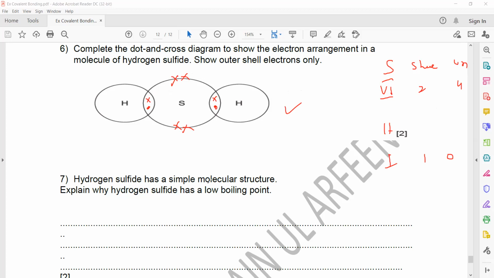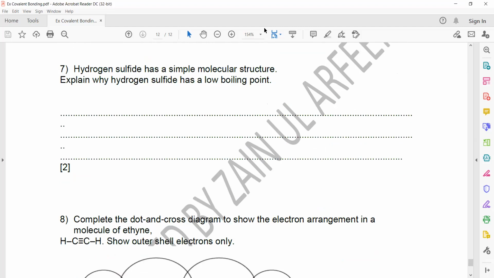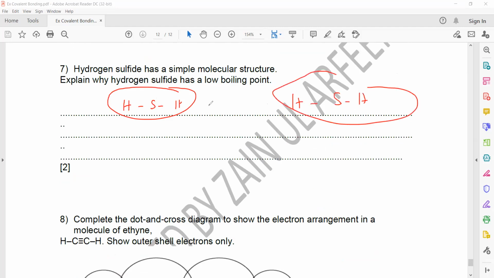Then they are saying hydrogen sulfide is a simple molecular structure. Why does hydrogen sulfide have a low boiling point? Again the same reason. This is one molecule of hydrogen sulfide. This will be another molecule of hydrogen sulfide. Between the molecules, there will be a weak force. And when there's a weak force, we need less energy. That's why it has a low boiling point, because the attraction is weaker, so we can break the bond easily.